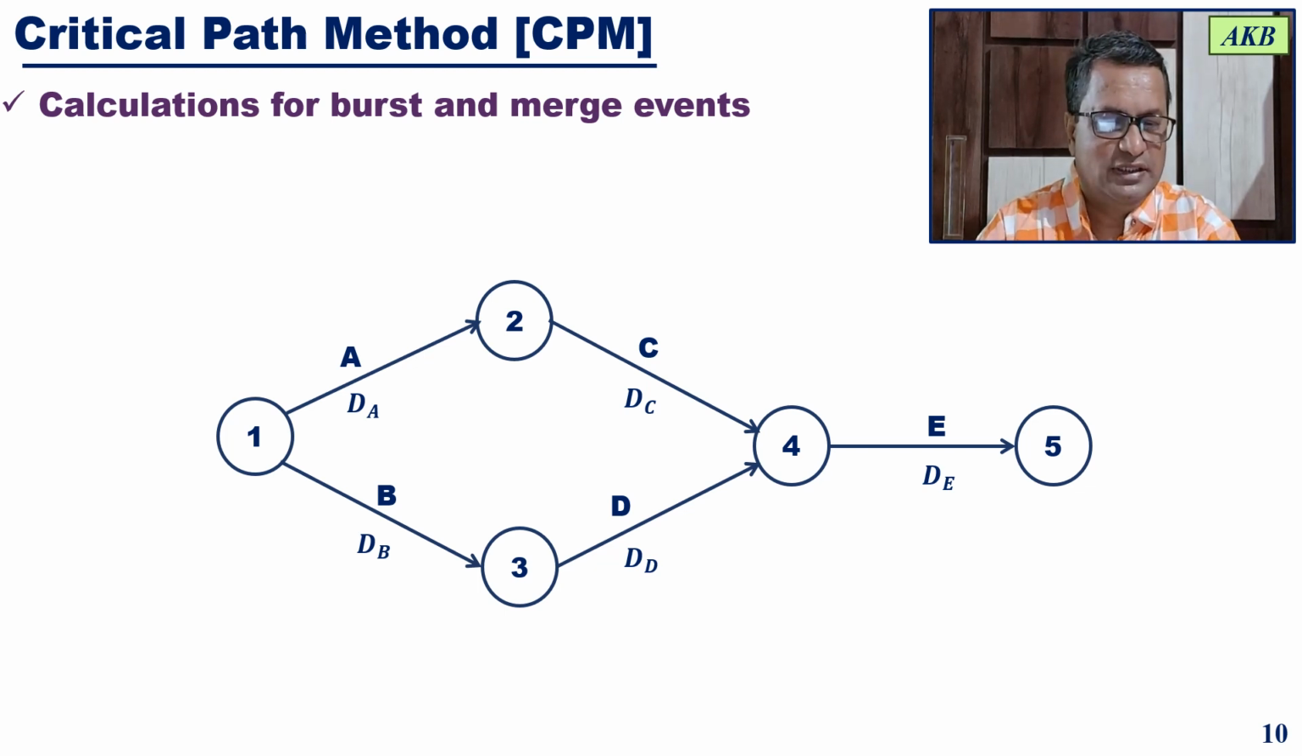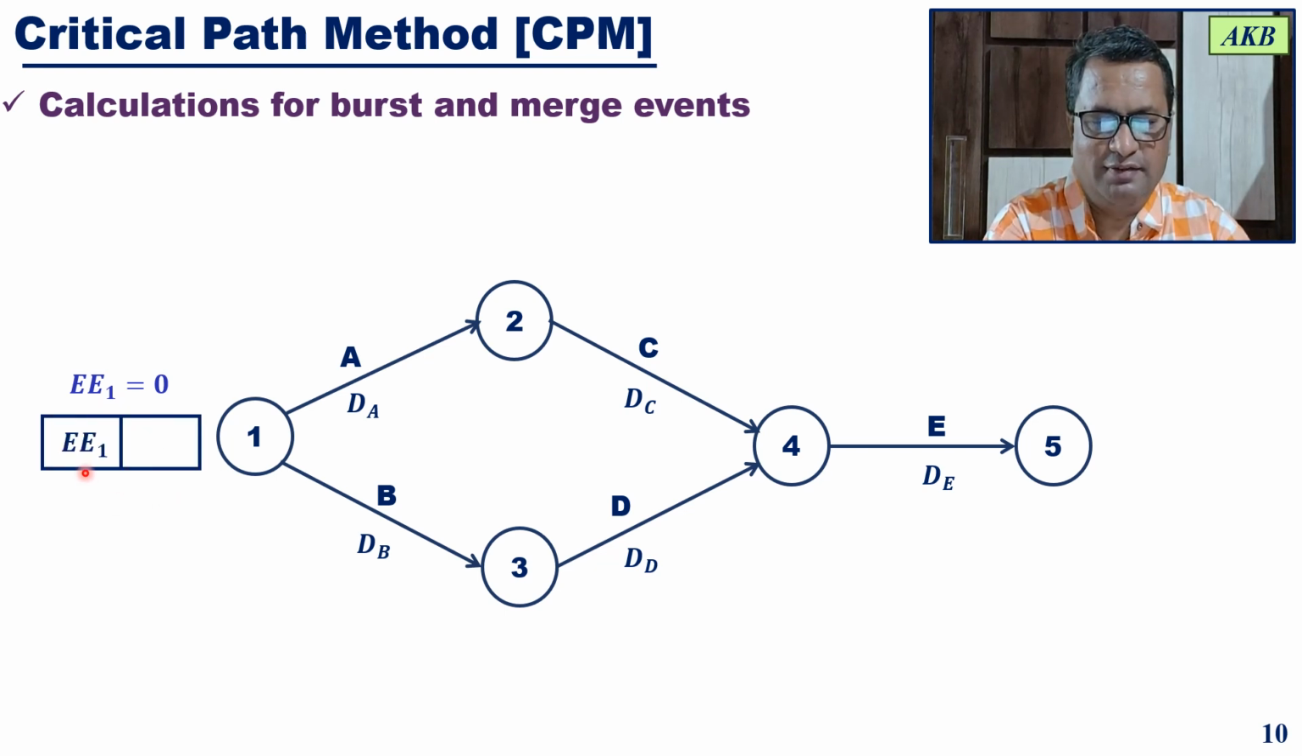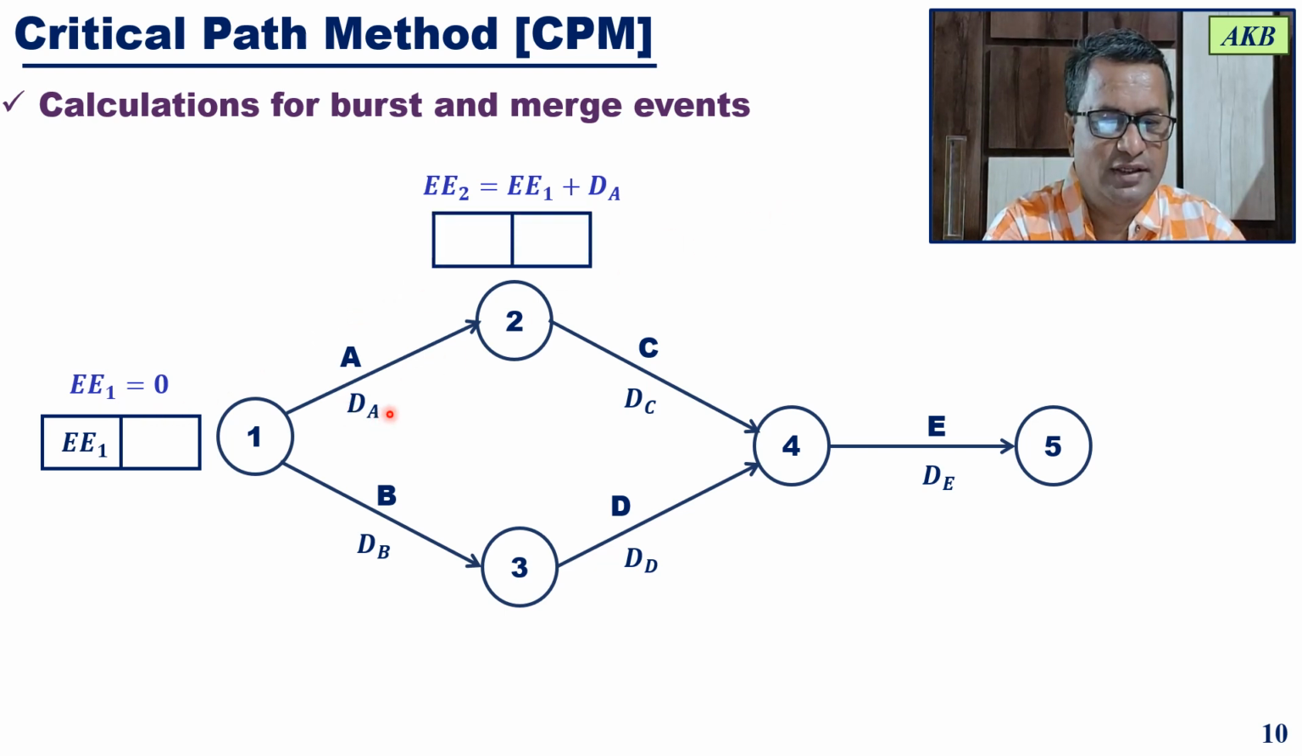I have just taken the network diagram from the previous slide. You start at event 1 and set the earliest event time for that event as 0, which will be represented over here. Then we do calculations for the next event, finding its earliest event time. The earliest event time for event 2 will be the earliest event time for event 1 plus the duration of that activity, and we will represent it in the rectangular box.